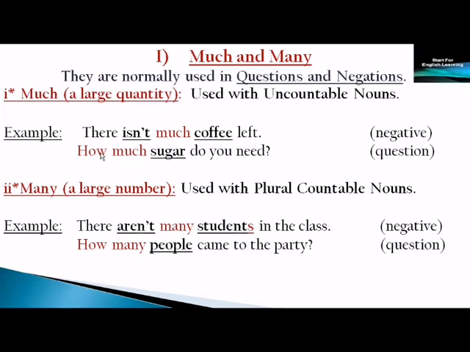Please note here that we don't use plural verbs with much, and we use uncountable nouns with much. Uncountable nouns: coffee, sand, gold, water, okay? While with many, we use plural verbs, aren't, and students, the noun is in the plural form. Students, plural. People, plural.